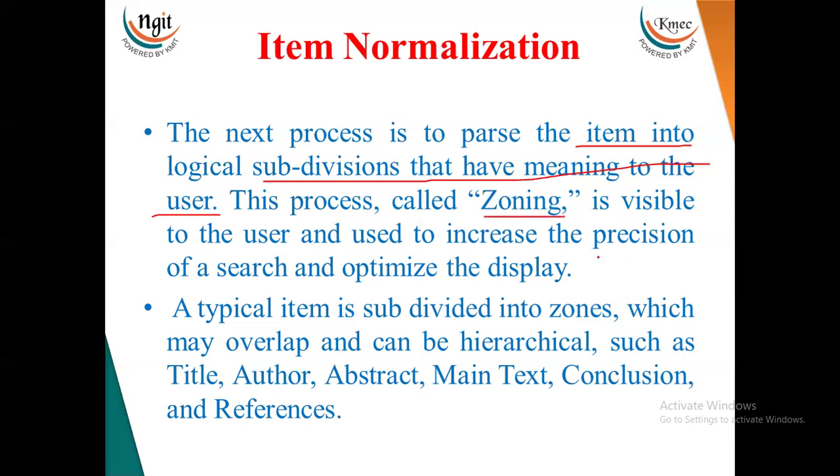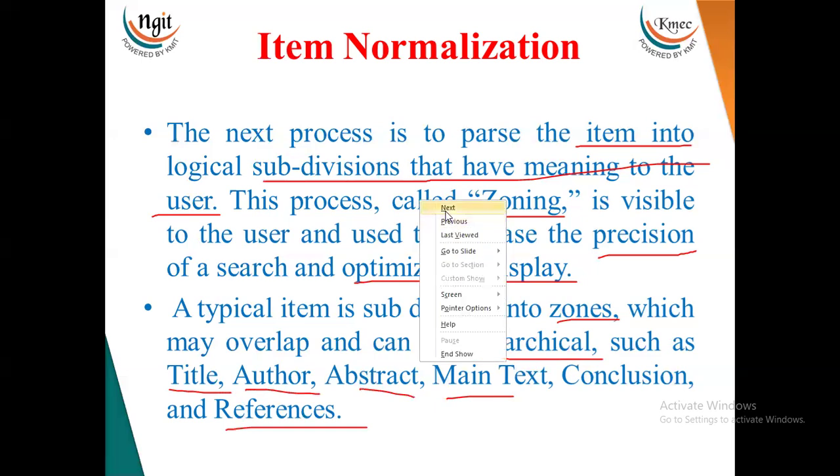And it is used to increase the precision. What is precision here? You should have low non-relevant data or low non-relevant items, and optimize the thing. So coming to the next one, a typical item is subdivided into zones. You will have different types of zones. You can also use hierarchical or categorical values. So hierarchical, you'll have the title, author, abstract, main text, conclusion, reference. So this is item normalization.